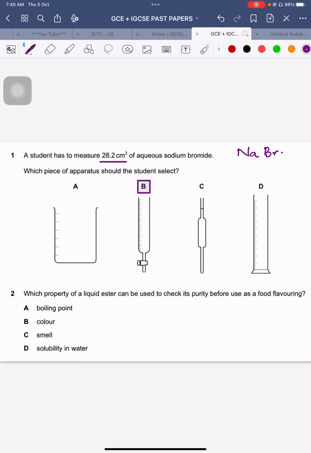Which property of a liquid ester can be used to check the purity?